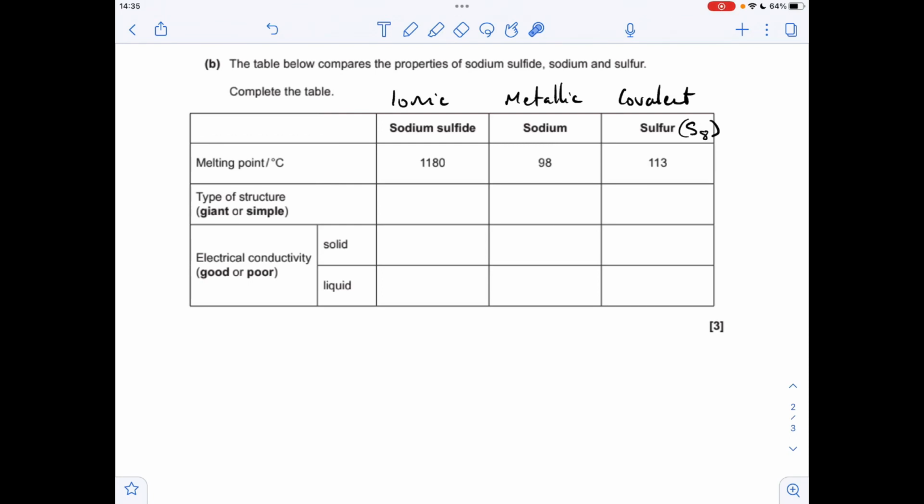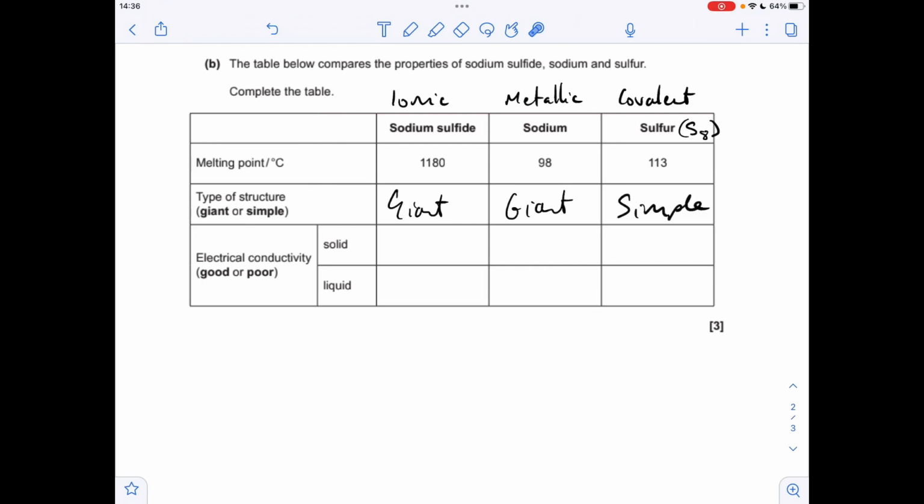Okay, type of structure, so giant or simple. Ionic substances all have giant lattice structures. All metals have a giant metallic structure, and something like S8 would be classed as a simple covalent structure.